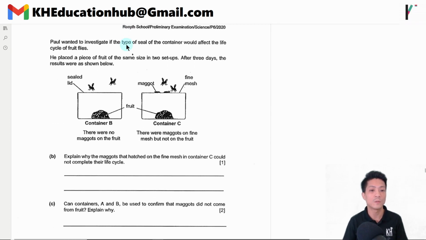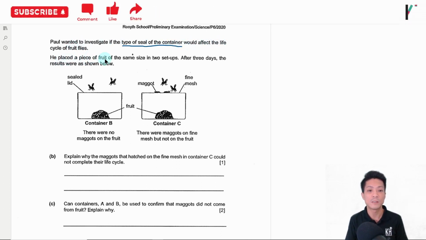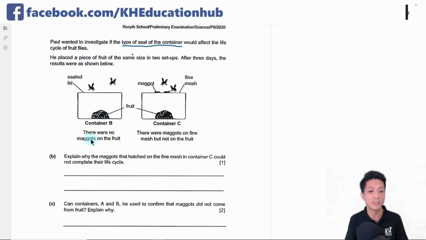Okay, so Paul wanted to investigate if the type of seal of the container would affect the life cycle of fruit flies. So he placed a piece of fruit of the same size in 2 setups. After 3 days, the results were as shown below. So setup B, there were no maggots on the fruit. Okay, setup C, there were maggots on the fine mesh but not on the fruit.